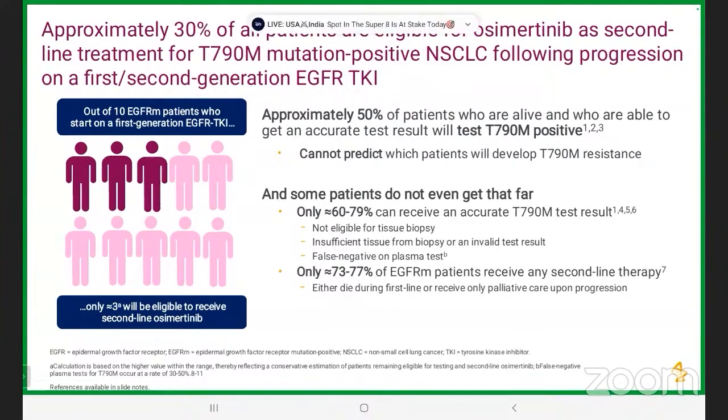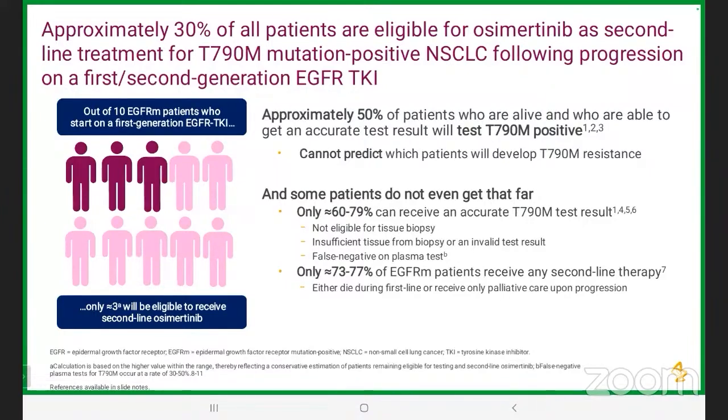How this math goes is like this: approximately 50% of the patients who would be alive would only be able to get the accurate testing of the T790M. So we cannot predict at the baseline which subset of the patients would be those who can actually be accurately tested for T790M mutation. And if we have started some other TKI, there would be a number of patients who would not reach the point that they may be fit to get this test done or to receive the medicine.